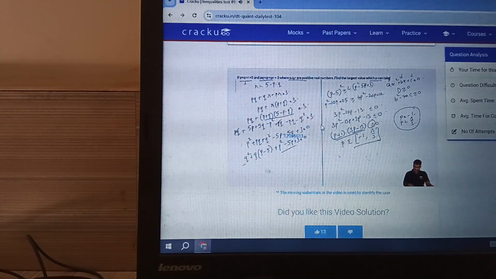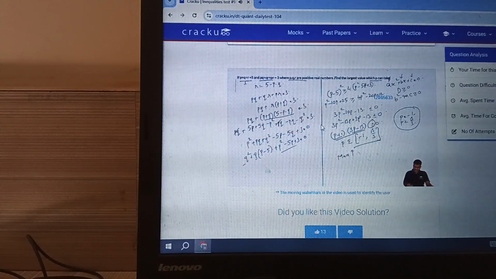So the maximum value of P is equal to 13 divided by 3. This is the answer.